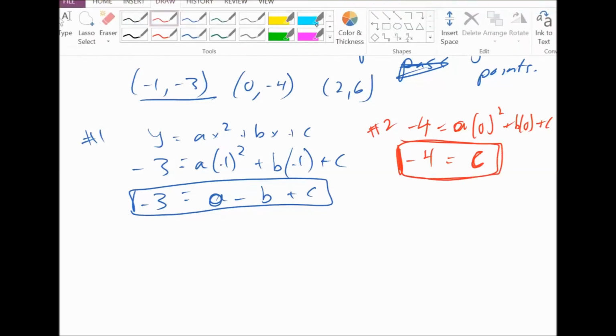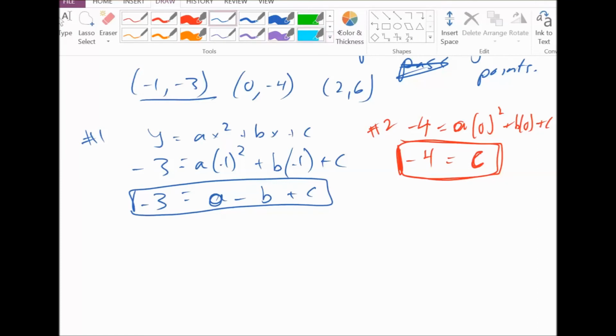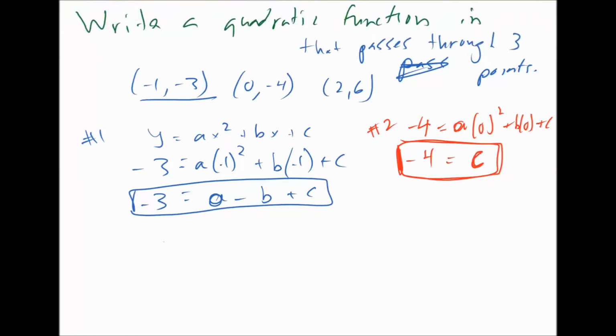And we need to do this for the last one. And I need a different color for this. Orange. So the third equation is 6 equals a times 2 squared plus b times 2 plus c. So we get 6 equals 4a plus 2b plus c.